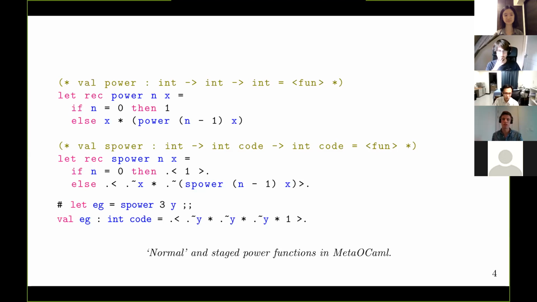The important thing to notice here is that the evaluation of the if statement occurs at staging time when the code is generated, rather than at runtime, improving the performance over the normal power function at the top of the slide. Even from this simple example, hopefully you can see that staging can be quite useful.